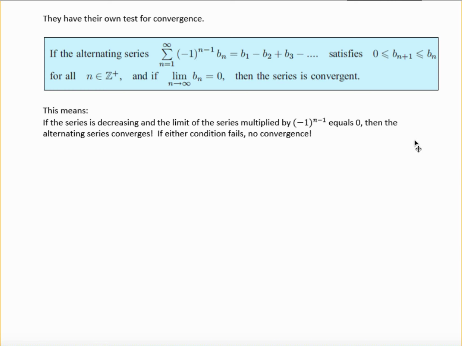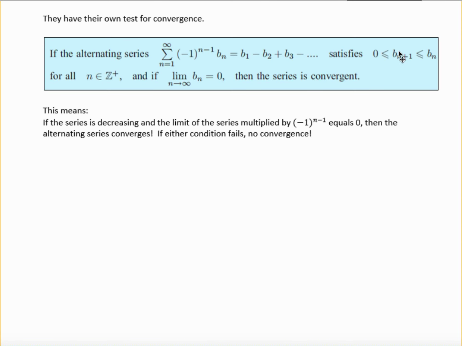Basically what it means is that if the sequence is decreasing and the limit of b sub n multiplied by (-1) to the n-1 power, which just switches the sign on every term, equals 0, then the alternating series converges. If either condition fails, then there's no convergence. So let's break it down a bit.